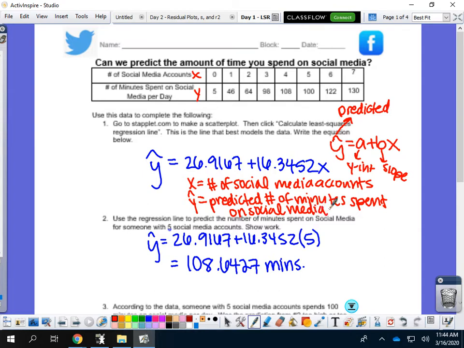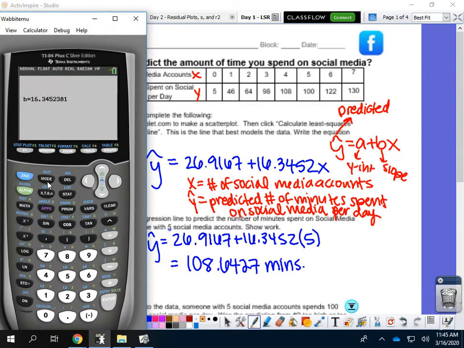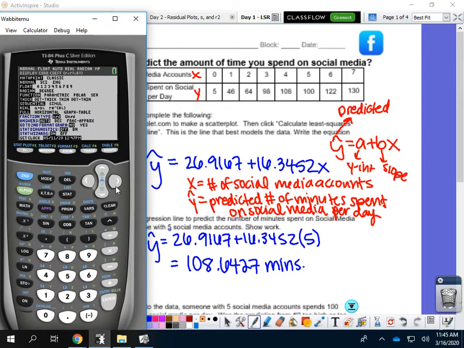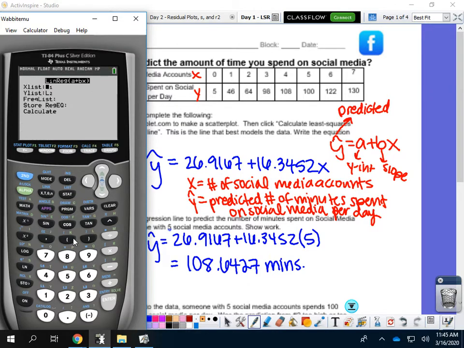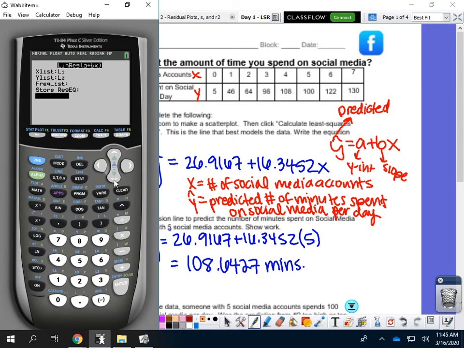So that is key. Now, if you want to get the R to show up, all you have to do on your calculator is go to Mode, and then go down to Stat Diagnostics, turn them on, and then you can hit Stat Calc 8 again, and this time the R should show up that we talked about last class, correlation, 0.941. It's pretty strong.